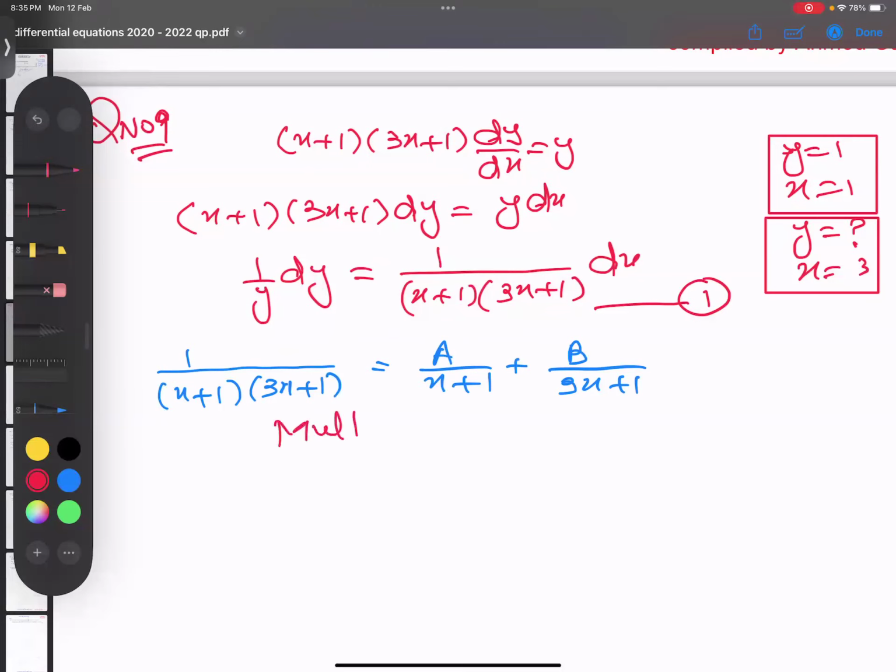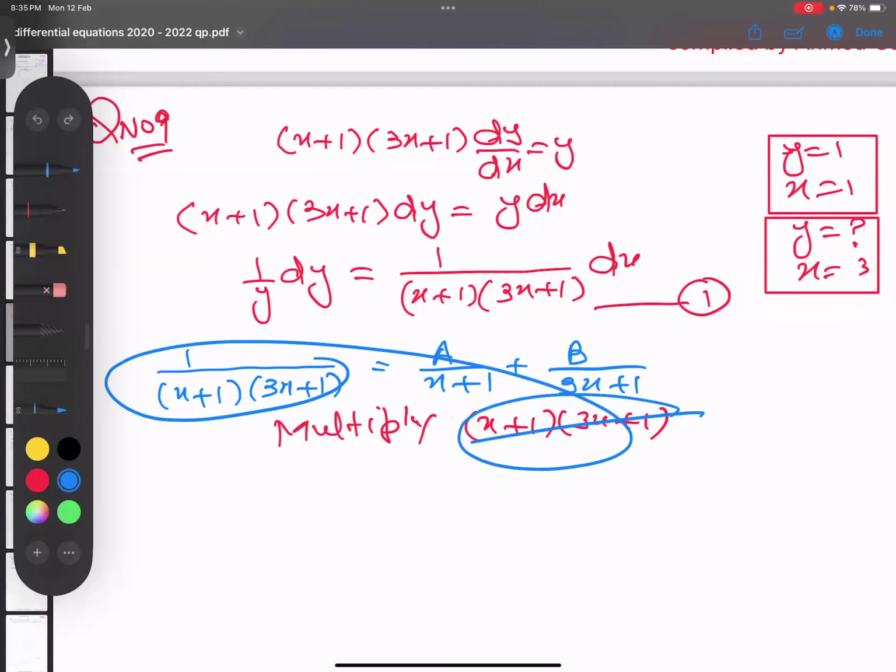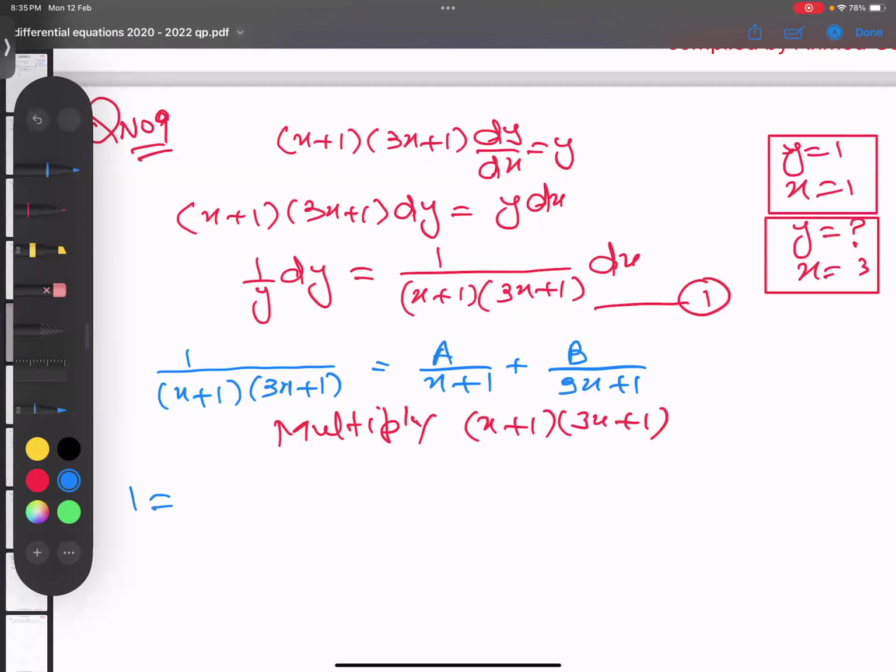Multiplying the whole equation by x plus 1 and 3x plus 1. When I multiply the whole equation, this is fully cancelled and 1 is left behind. When I multiply here, this cancels and this 3x plus 1 stays with a. I believe you understand what is going on. When this multiplies here, this cancels with that. So b times 2x plus 1.